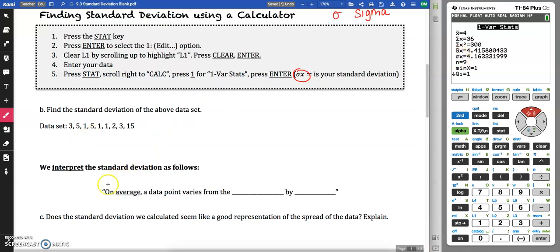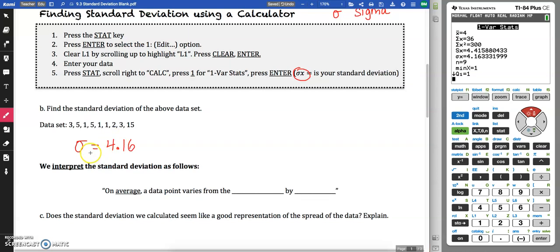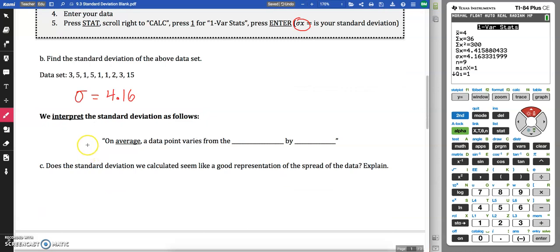So if I want to write the standard deviation, I'm just going to write our symbol for standard deviation, so I don't have to write the whole word, equals, and then 4 point, we'll round to 2 digits, so 4.16. Okay, that's it. I calculated my standard deviation. So not only am I going to calculate it, but I want to interpret it. What does that mean?